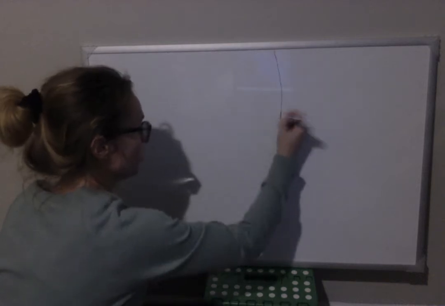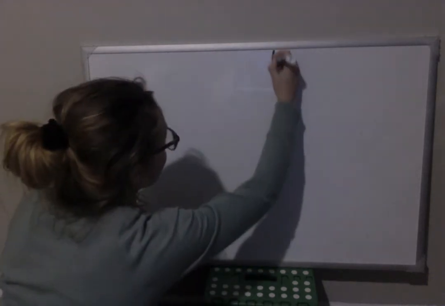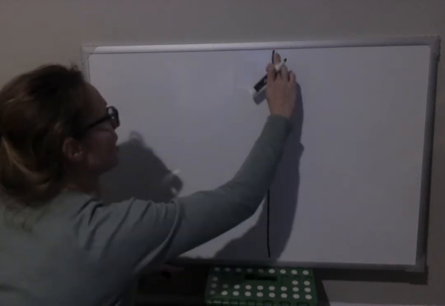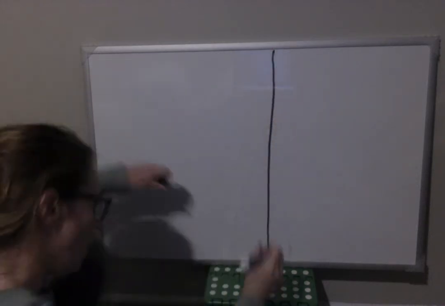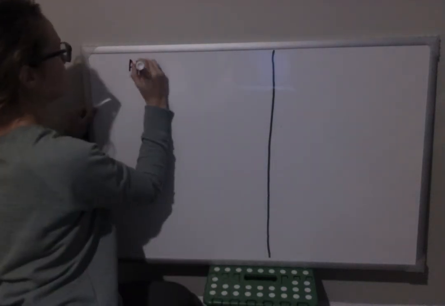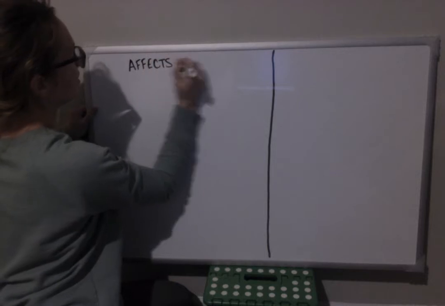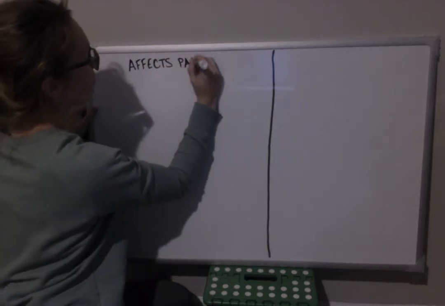So on your papers at home, just draw a line down the middle. Oh my goodness, that is not a straight line. There we go. And on the left, we'll do ones that affect the pancreas. And on the right, those that don't affect the pancreas.